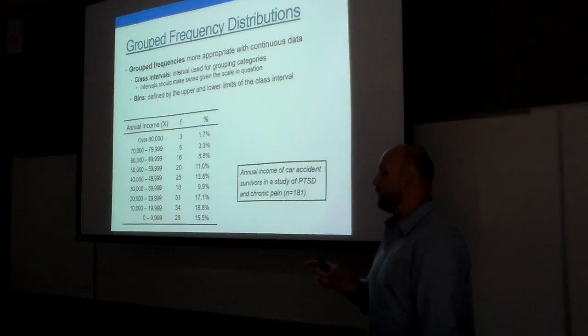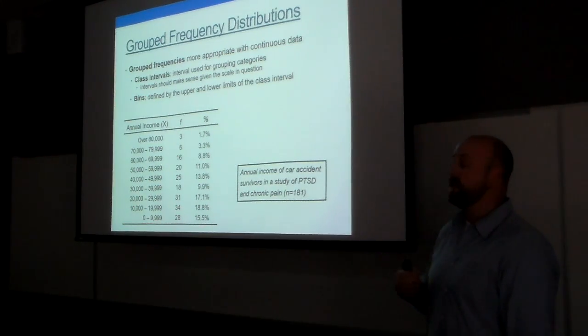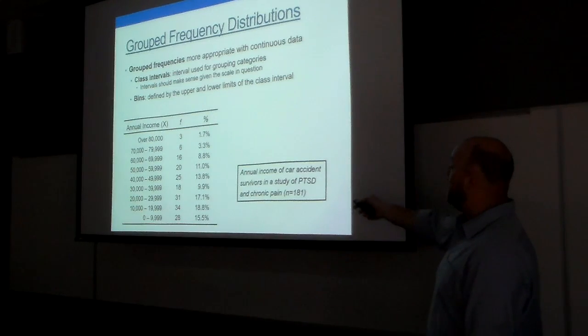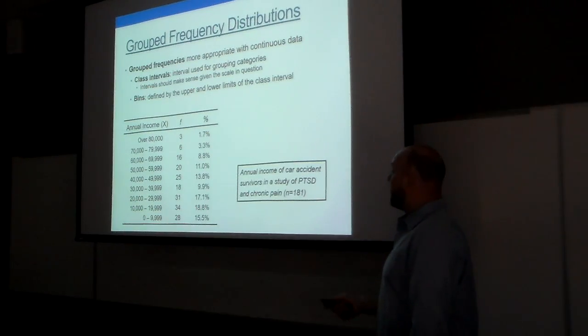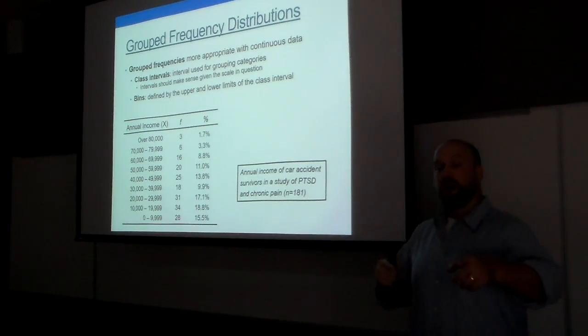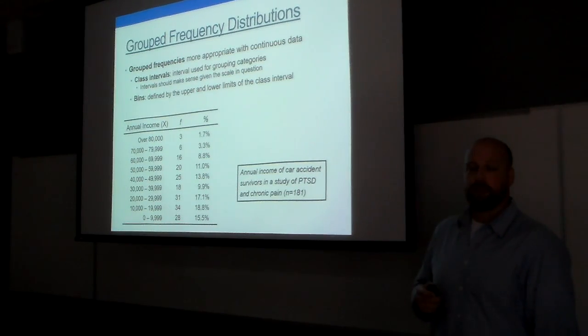9,599. Close. 10,000? 10,000. Okay. So our class interval here is 10,000. But what we have is we've put our class interval into individual bins, our bins divided by upper and lower limits. Amelia, what are the upper and lower limits for some of these categories here?